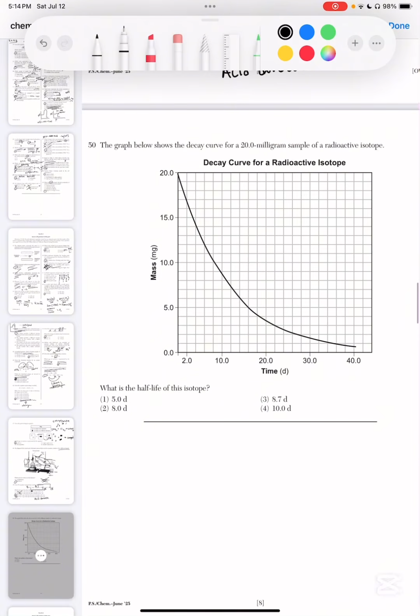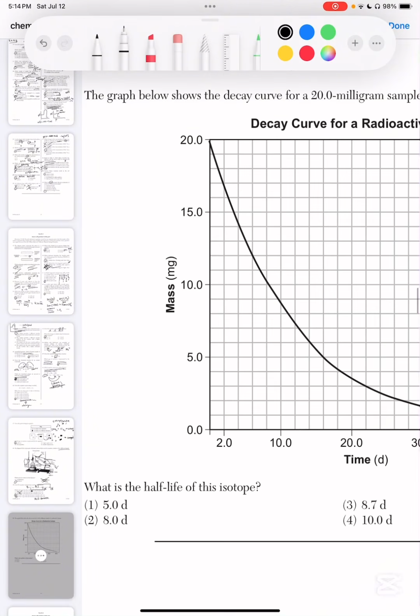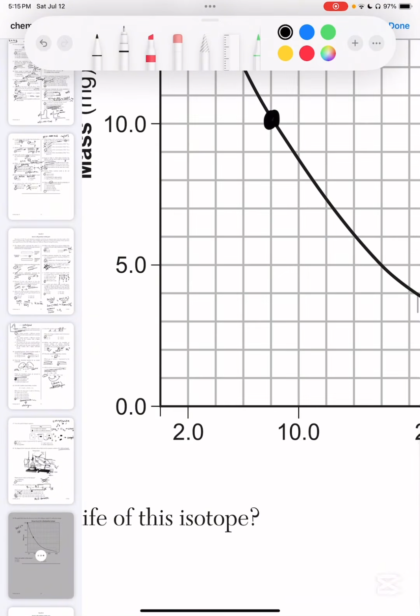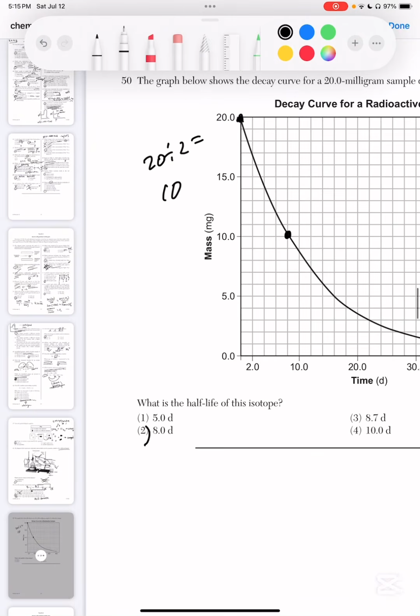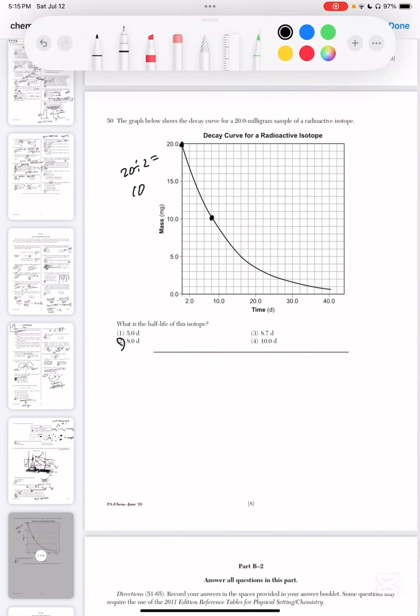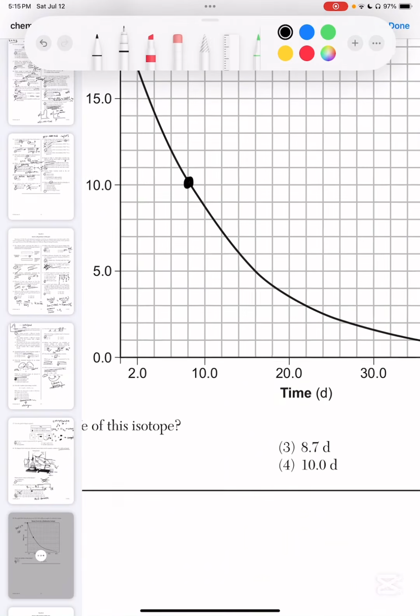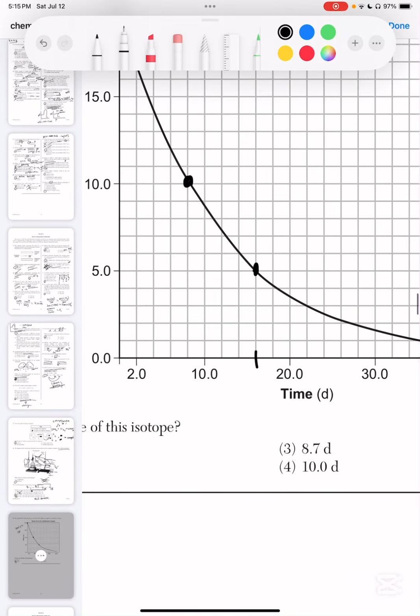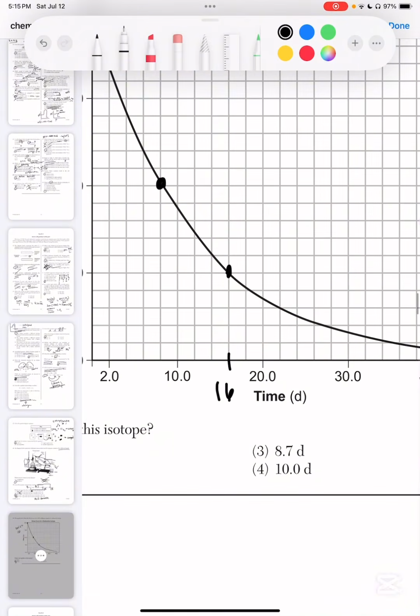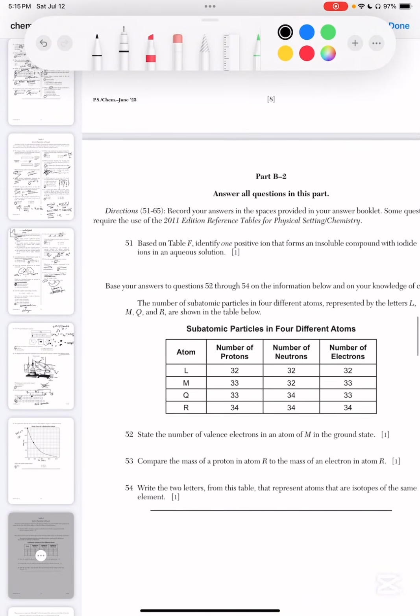What is the half-life of this isotope? Originally you started at 20. 20 divided by 2 is 10, so we have to look at where it's 10. Wait, actually this is not an estimate. This is going up by 2s. Sorry, this is 8 days. That's the half-life, because in 8 days it went down by half. And if you look at the next one, this is at 16, so it went down by another half. This is how you can tell.